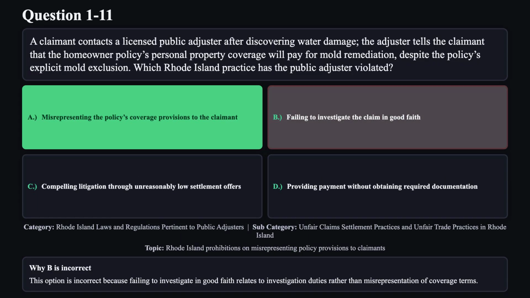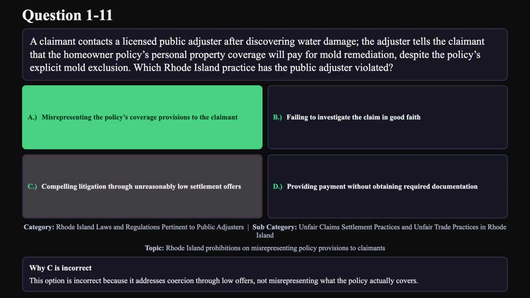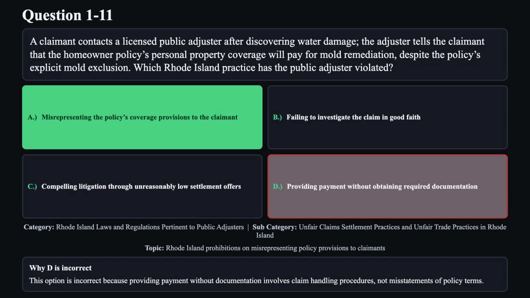Reason B is not correct. This option is incorrect because failing to investigate in good faith relates to investigation duties rather than misrepresentation of coverage terms. Reason C is not correct. This option is incorrect because it addresses coercion through low offers, not misrepresenting what the policy actually covers. Reason D is not correct. This option is incorrect because providing payment without documentation involves claim handling procedures, not misstatements of policy terms.